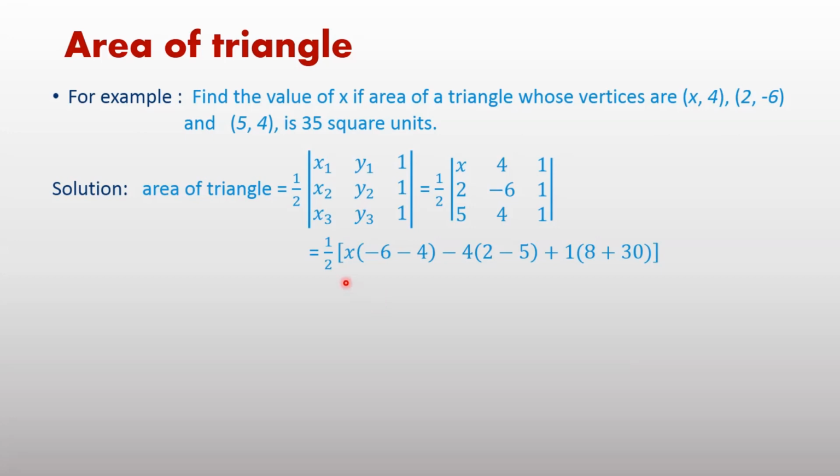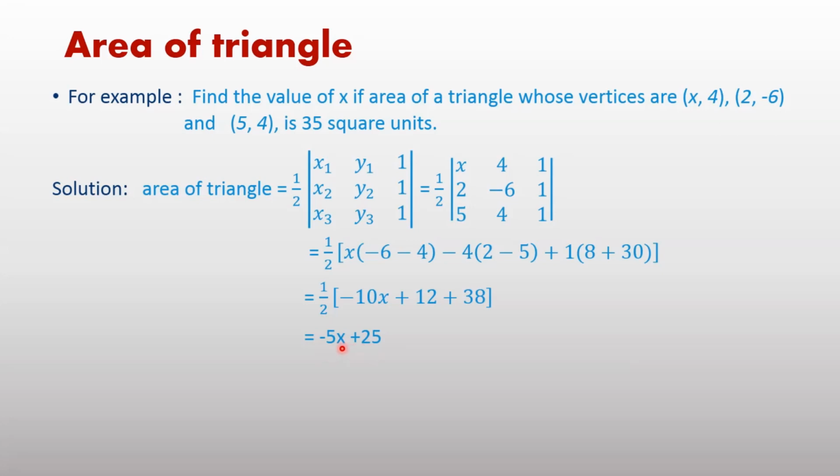the first row: half, first row means x into (minus 6 minus 4) into 1, minus 4 into (2 minus 5), plus 1 into (8 plus 30). Further simplify and after solving we are getting minus 5x plus 25.